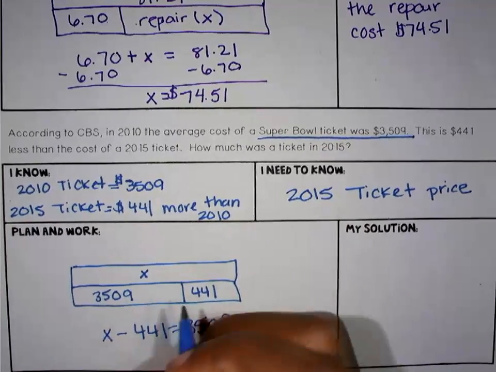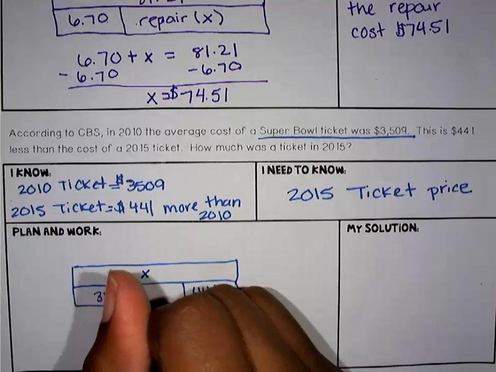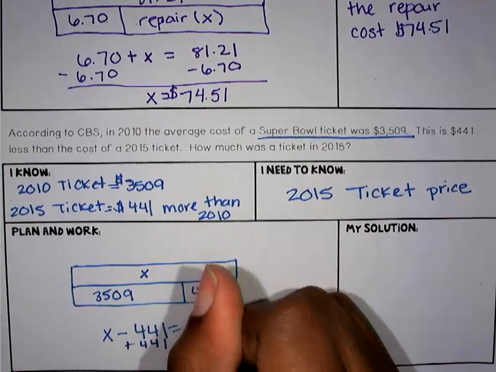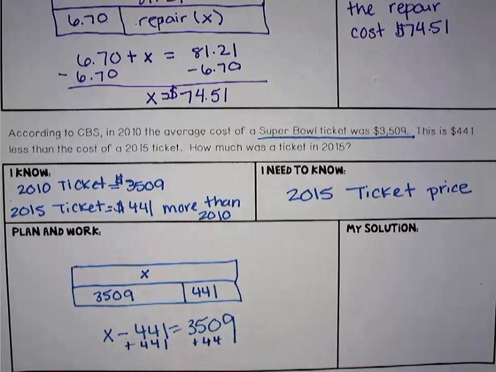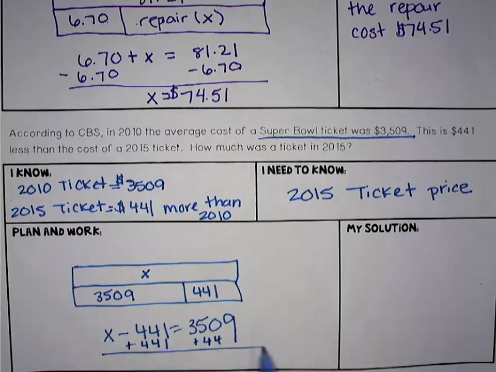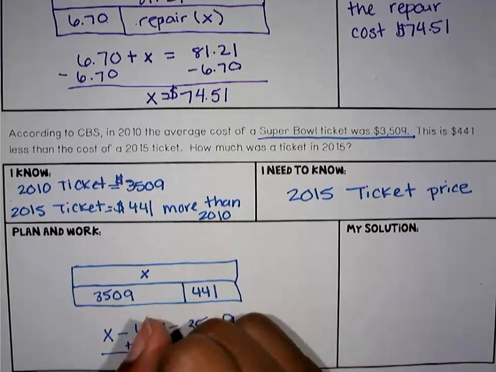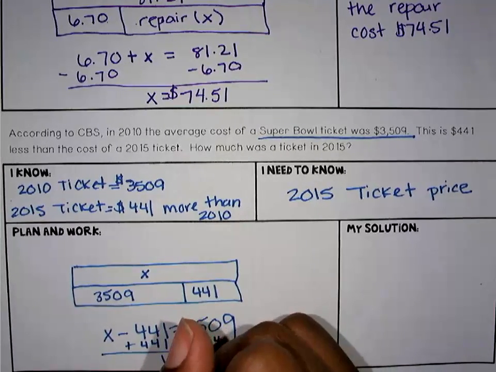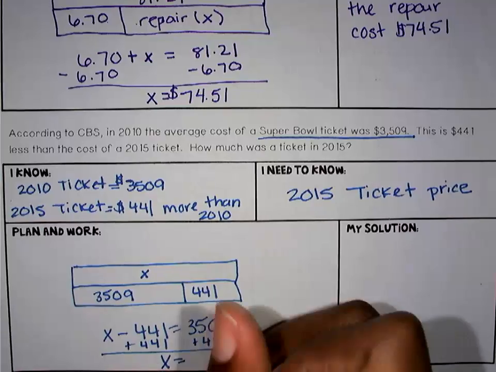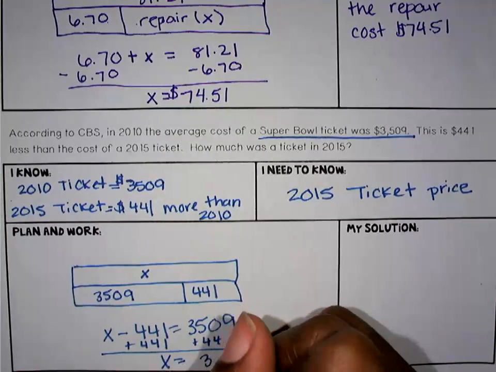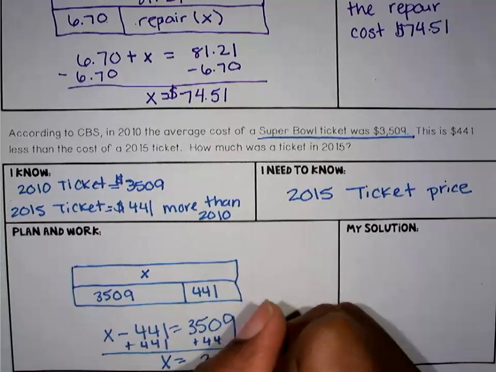So when you do that, you're adding 441 on both sides, because the opposite of subtracting is adding. And when you add that, you have X equals 3,950.